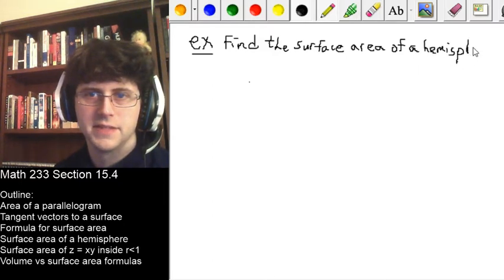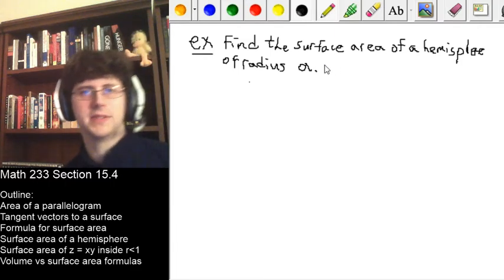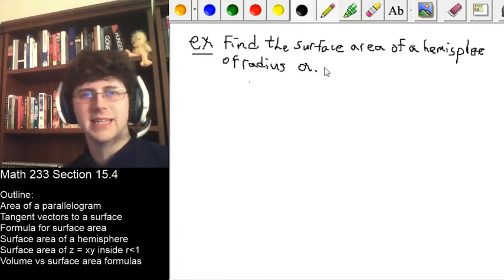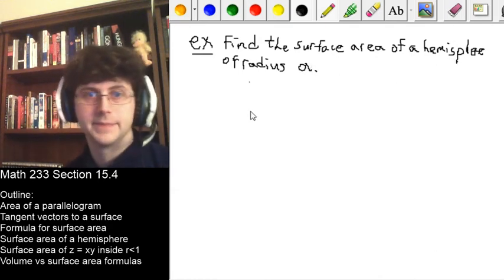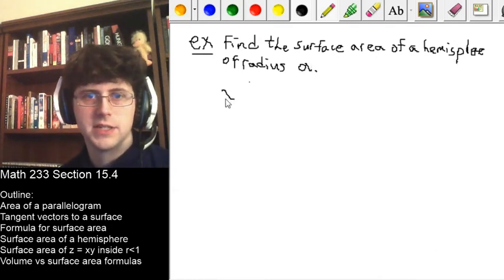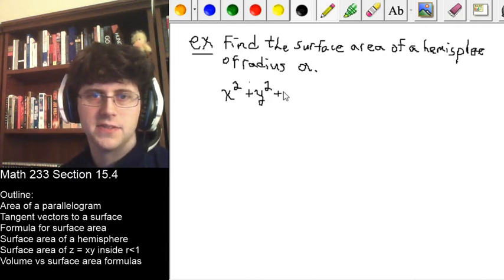So we'll find the surface area of a hemisphere of radius r. R is going to be bad. I'll probably use radius a in most of the problems because r is going to be needed when we do the integrals. So we'll make the radius of this hemisphere be a. Okay, so what you should do is say, oh great, I know how spheres work. I'll just center the sphere at the origin because I get to pick where it goes.